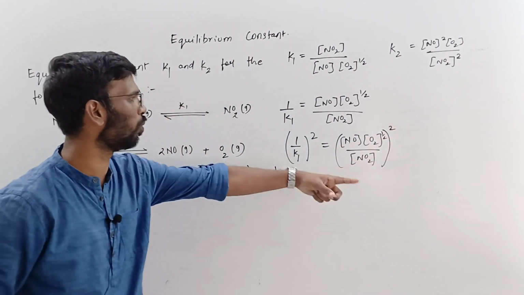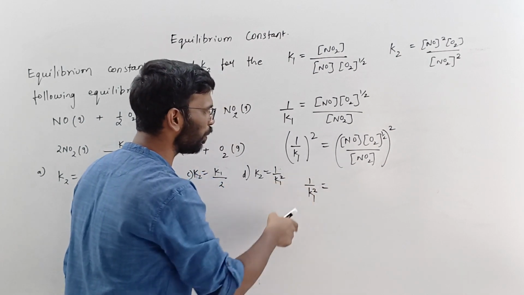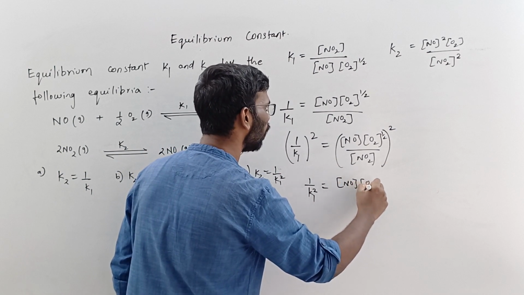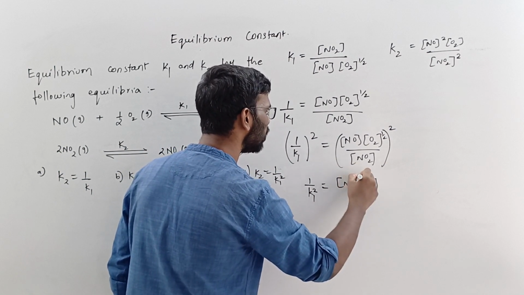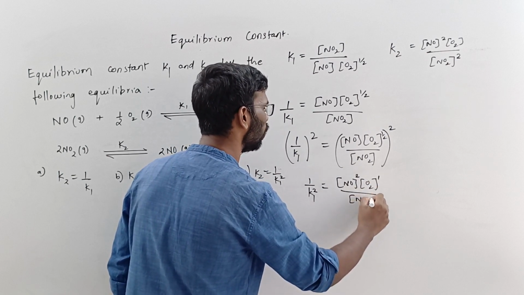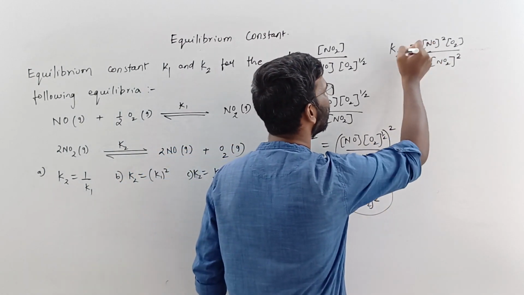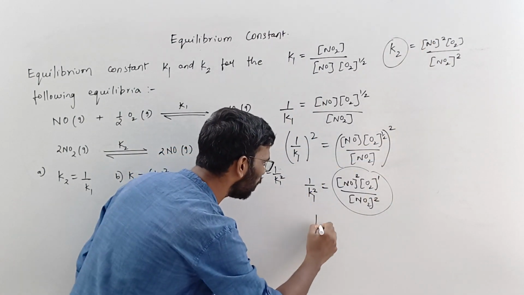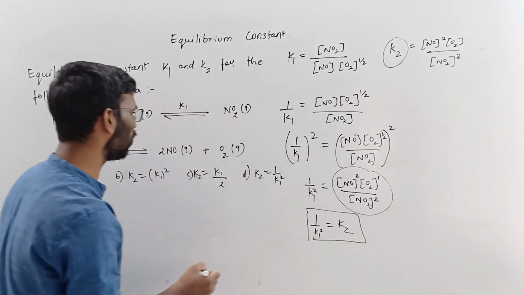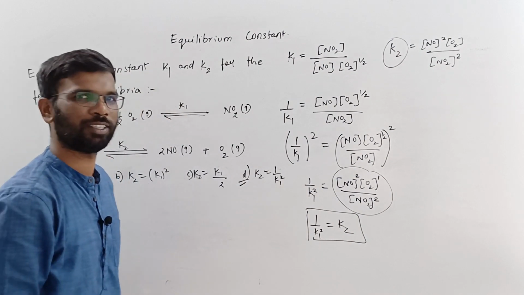You are putting a square over here. So this will be what? 1 by K1 square, right? This will become 1 by K1 square. This is NO squared, O2 raised to 1, right? And this is NO2 raised to 2. Now what is this term equal to? This is equal to K2, no? So 1 by K1 square is equal to K2. So which relation is correct over here? K2 is equal to 1 by K1 square. Yes, it is simple.